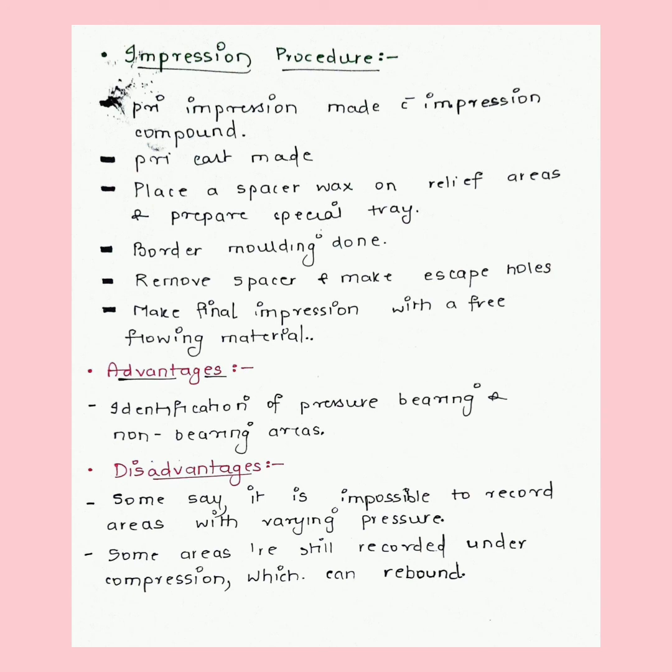The advantages are that this helps in identification of pressure bearing and non-bearing areas, but some say that it is still impossible to record areas with varying pressure, and that some areas are still recorded under compression which can rebound. These techniques are very important, especially the selective pressure technique, from exam point of view and for chair side vivas. And all the questions pertaining to custom tray, spacer and tissue stop, their significance I'll cover in the upcoming video.